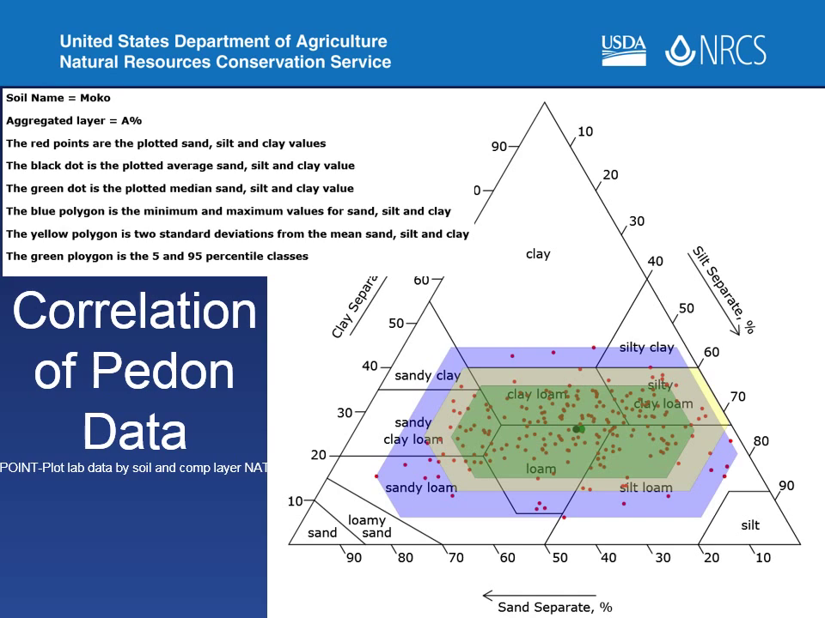And you know, as he has written here, the blue polygon is what he considers the minimum and maximum values for the sand. That is based off the population. These are the minimum and maximum values for sand, silt, and clay. And then the yellow is the 2 standard deviations from the mean, and then the green is the 5th and 95th percentile. So you can see that these tools allow you to make some more educated guesses on how to populate your data.